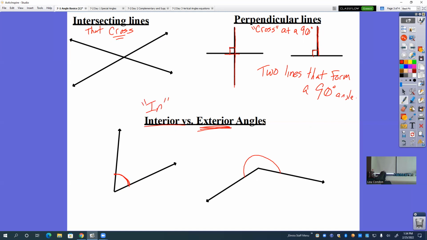The interior is the inside. The exterior is the outside of the angle. Intersecting lines are lines that cross. Perpendicular lines are lines that come together to form a 90-degree angle. Interior angles are the inside portion of the angle, and the exterior is the outside part of the angle.